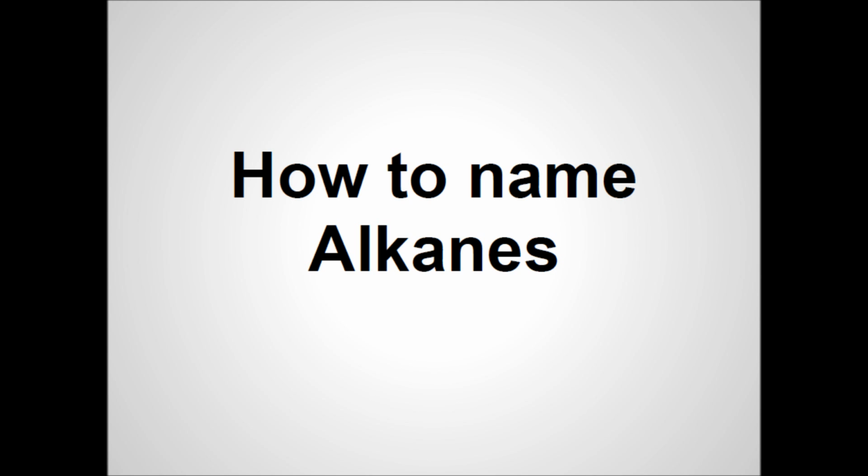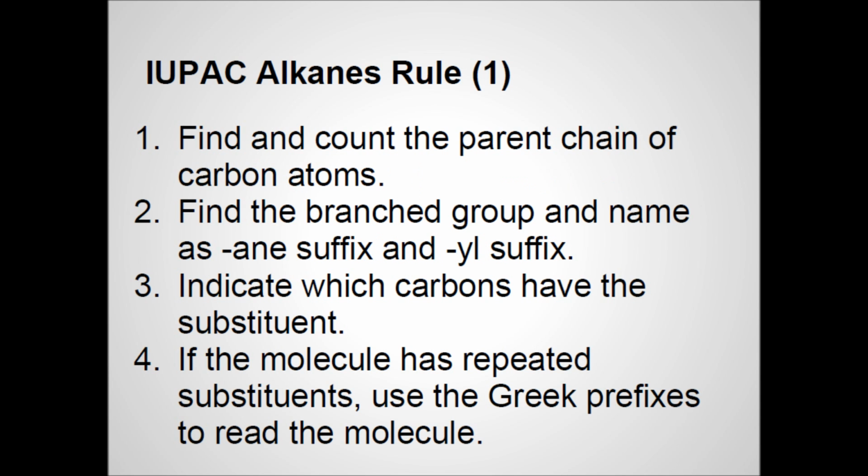Now let's learn how to name alkanes. There are some IUPAC rules to name alkanes. First, the root, or parent chain, of the compound is named by using the longest continuous chain of carbon atoms and applying the standard naming rules. Each carbon along the parent chain is numbered from one end of the chain to the other.